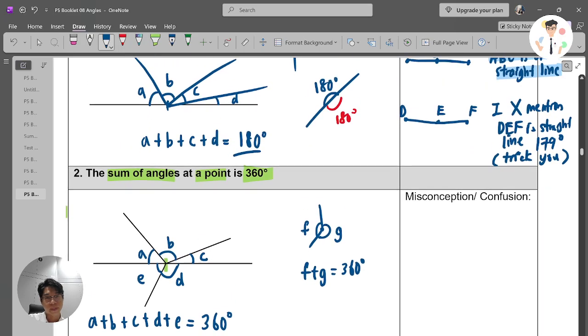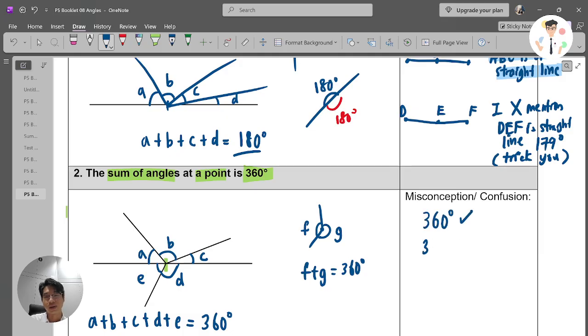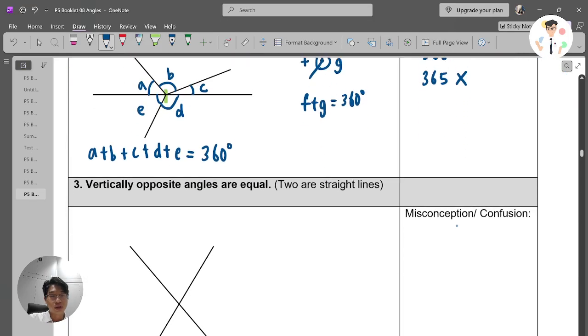Okay, some of the common confusion some of the students might have: 360 degrees, right? Some of you might accidentally think it's 365 because 365 is the number of days in a year. Oh, no, 365 is the number of days in a year. 360 degrees is the one that is correct. And you must know, some of you might forget and think it's 180. No. 180 is for a straight line, 360 is for the angles at a point, the sum of angles at a point.